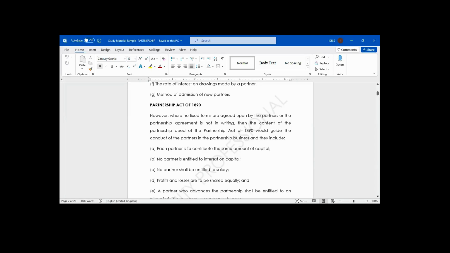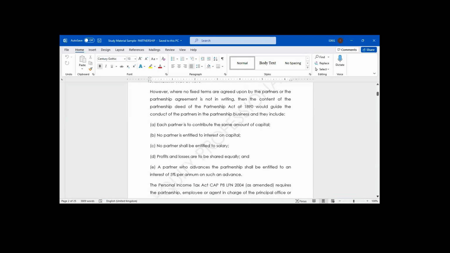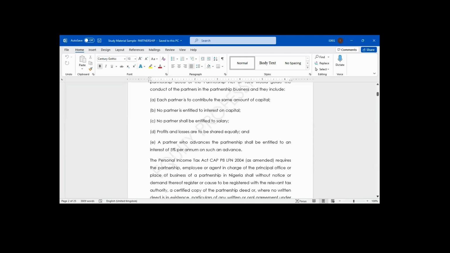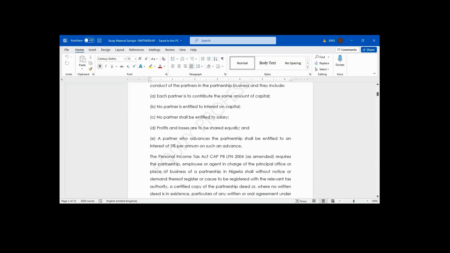Another one too, the rate of interest on loan should be 5%. If any partner gives the partnership business a loan, the rate of interest should be 5%. When we don't have partnership deed, like I said, the Partnership Act of 1890 will arise. In the absence of partnership deed, the Partnership Act of 1890 will arise. So that is that.